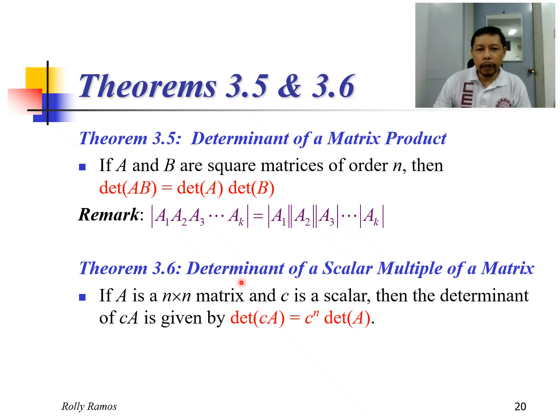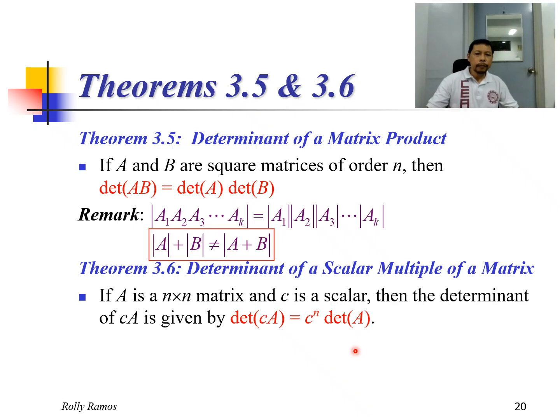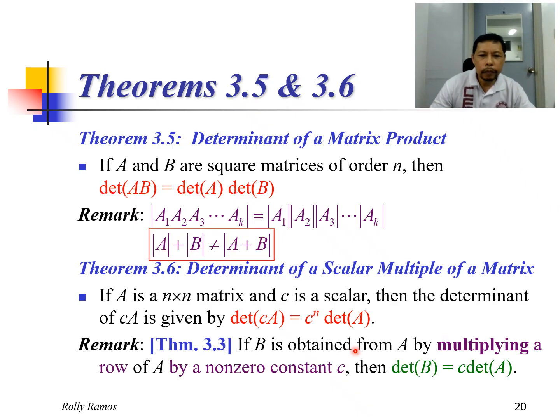Theorem 3.6, determinant of a scalar multiple of a matrix. If A is an n by n matrix and C is a scalar, then the determinant of CA, the scalar product of C and A, is equal to C raised to n times the determinant of A. So if B is obtained from A by multiplying a row of A by a non-zero constant C, then the determinant of B is equal to C times the determinant of A.